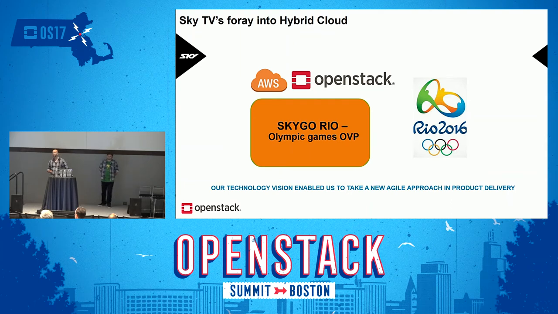Which brings us to OpenStack and why we're here. We had the vision and we needed the mission. That mission came in the form of the Olympic Games in 2016 in Rio. We were tasked with providing an OVP, an online video player, for Olympic content, and we knew straight off the bat that our legacy system, SkyGo, was not going to cut the mustard. So the decision was made, with backing from our directors and our vision, to provision the OVP platform in the public cloud, because we had to leverage its performance and scaling capabilities, which we just didn't have on-prem.